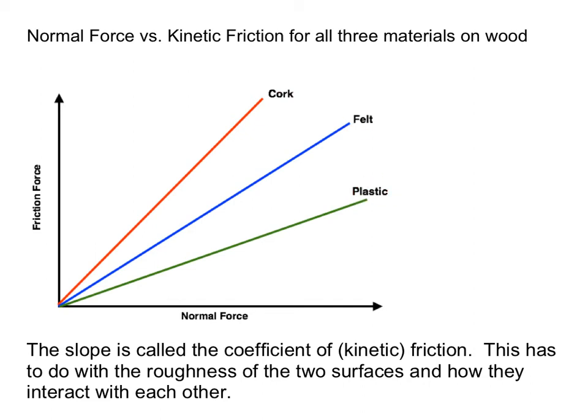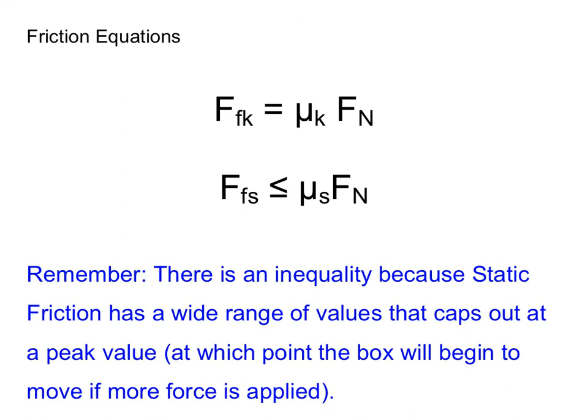Now here, the slope is called the coefficient of kinetic friction, okay? With the coefficient of friction being the Greek letter lowercase mu subscript k. And here are our two equations. We notice that they're both of similar shape. We've got the kinetic friction for moving objects, and we've got the static friction for non-moving objects.